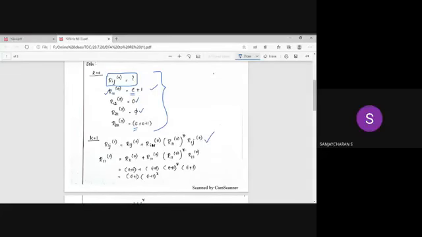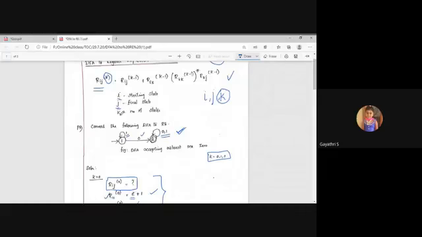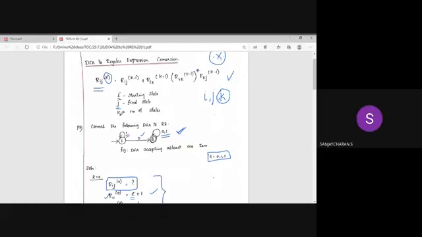Ma'am, I have a doubt. Why are we assuming k is equal to 0, 1, and 2? The k value is based on the number of states. For this problem, the number of states is 2, so the k value goes 0, 1, 2. If any problem has the number of states equal to 3, then the k value is 0, 1, 2, 3. So number of states 2 means k goes up to 2, number of states 3 means k goes up to 3. Understood? Okay.